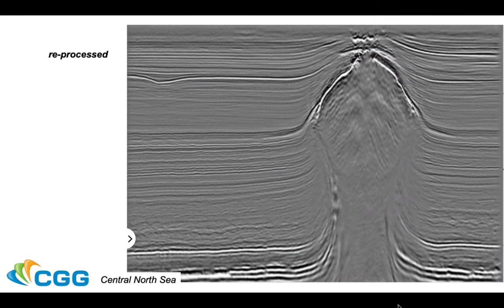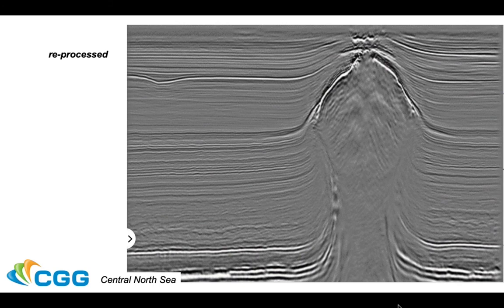And what you can see through their reprocessing is some spectacular detail, not only where you can image pretty much the edge of the salt body, but also the stratigraphic relationships of the sediments adjacent to the salt body. These positions can contain significant stratigraphic traps for hydrocarbons.